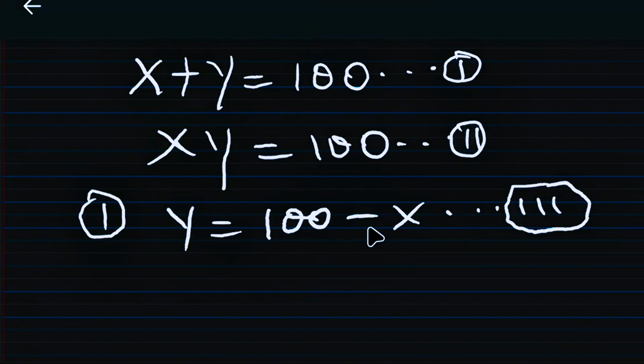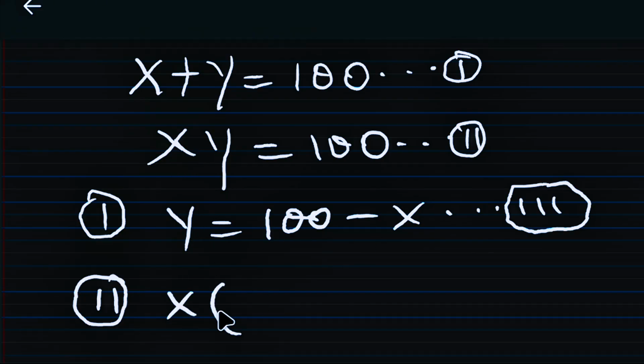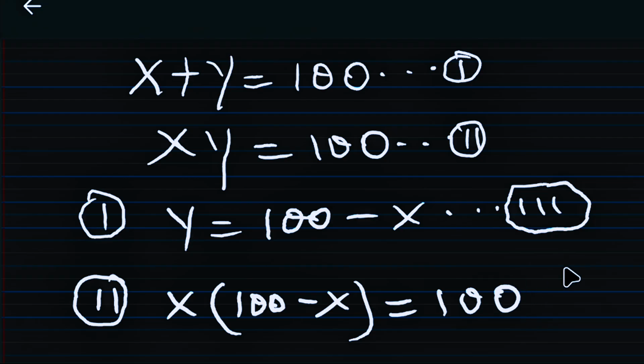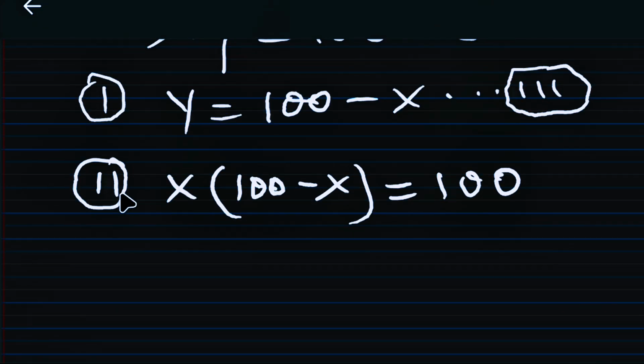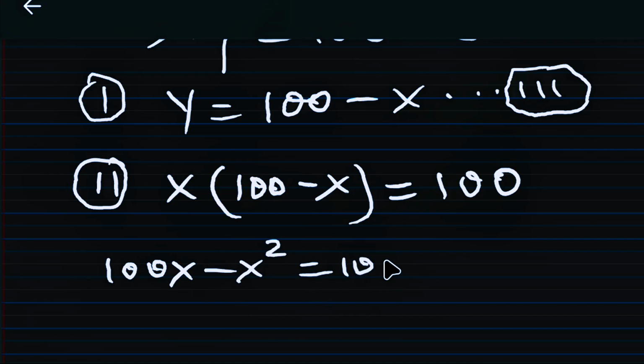Now the next thing we are going to do, since the value of y equals 100 minus x, is substitute this in equation 2. From equation 2, we are going to have x multiplying the value of y, which is 100 minus x, and everything will be equated to 100. So from here, we use this x to open this parenthesis. x multiplied by 100 will give us 100x, and x multiplied by negative x will give us negative x squared. And this will be equal to 100.